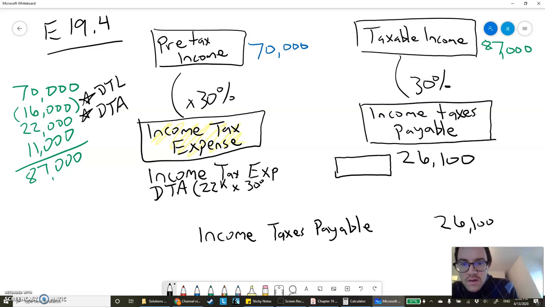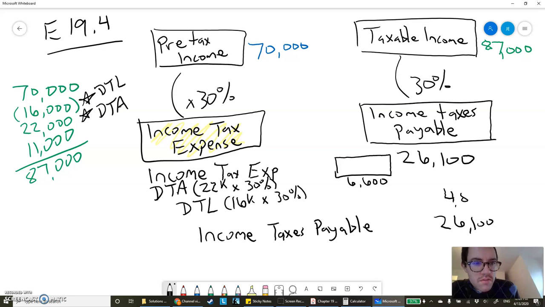So for the journal entry then, your DTA is going to be the 22K times the tax rate of 30%. It's going to be $6,600. Your deferred tax liability is going to be the 16,000 times 30%. 4,800.